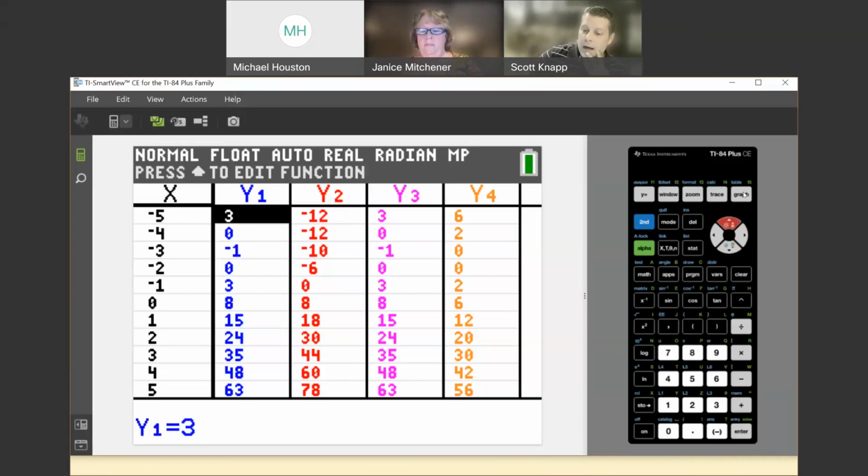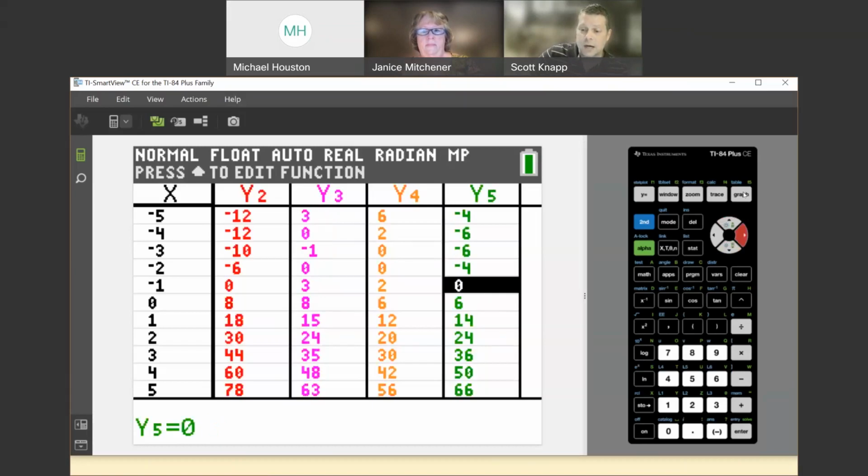But we see here y1 is the column we're trying to match, and it doesn't take long to notice that it's not until we get to y3 that we match up output for output. Okay, and so again, y1 and y3, those two expressions are the equivalent ones. And if I slide over here, you can see that y5 isn't.